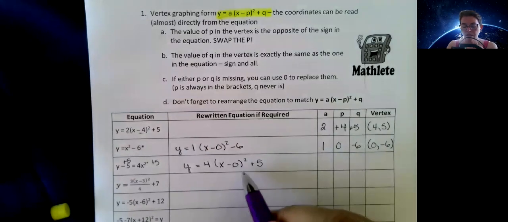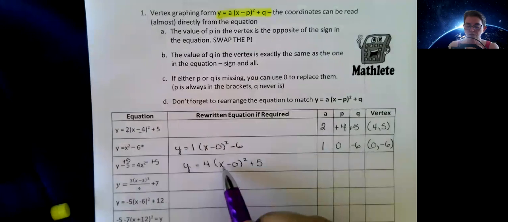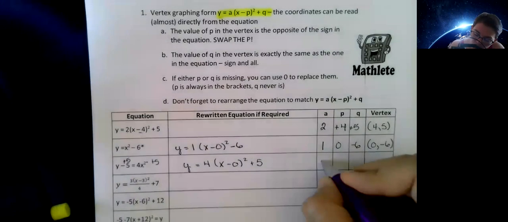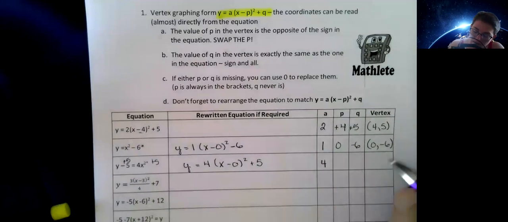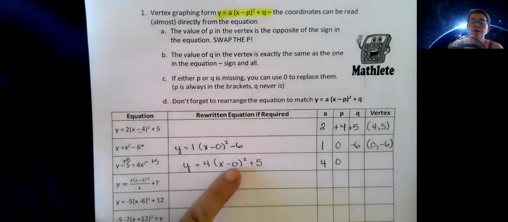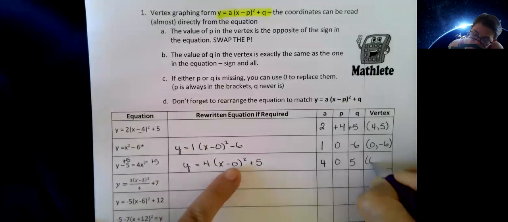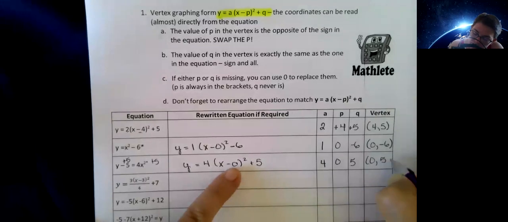So if there's nothing in the bracket, if it's just an x squared like here or here, you can put a 0 in the brackets and expand it that way. So a is 4 and p is 0. Okay? Negative 0, positive 0 is still 0, and 5. So 0 and 5 is our vertex.